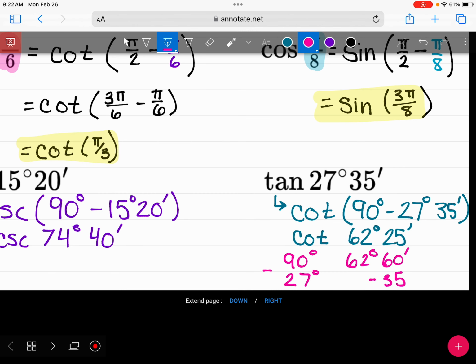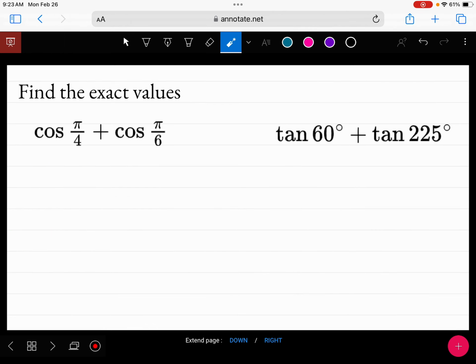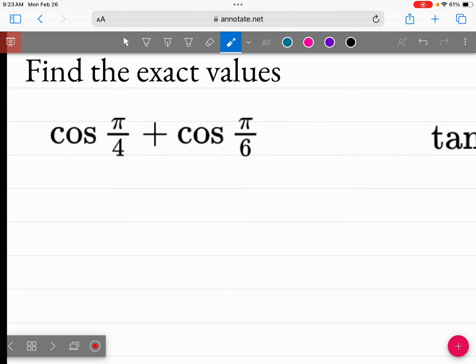So what we're going to start doing is trying to evaluate these kinds of angles. And the way we're going to do that is by breaking things into pieces. So we're going to start by looking at something like this, where we're given operations on functions and we're asked to find exact values. This is not using our complementary cofunctions. This is evaluate. So I want us to think about the cosine of pi over 4 plus the cosine of pi over 6.